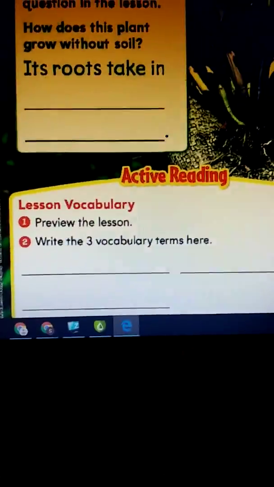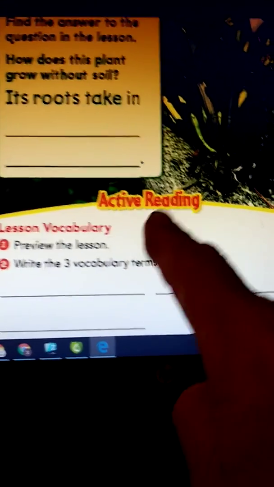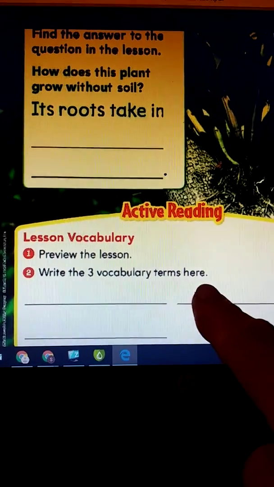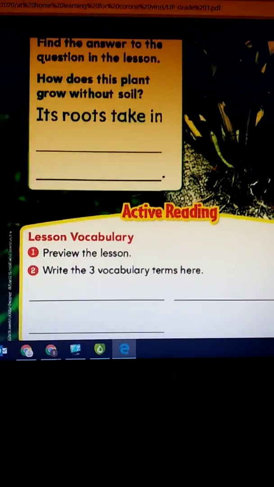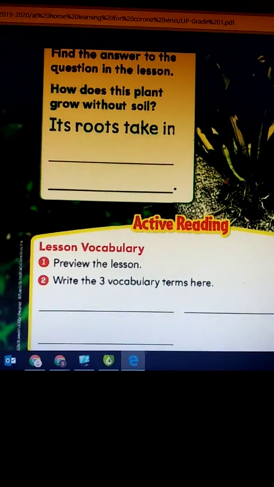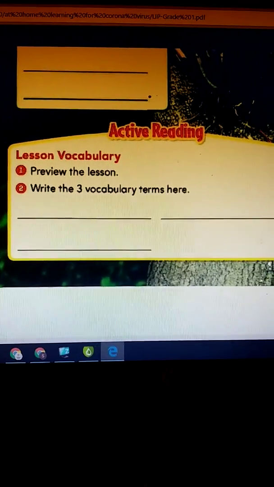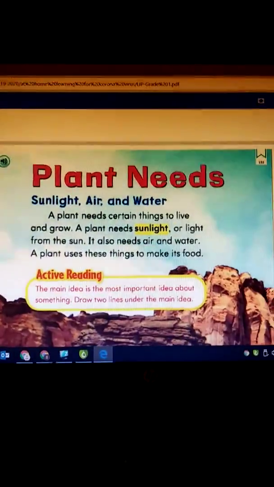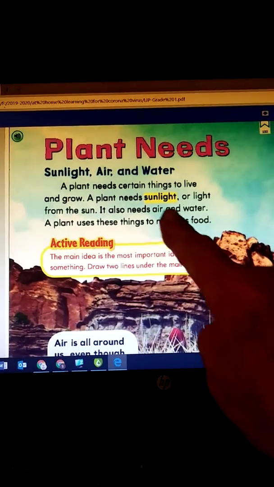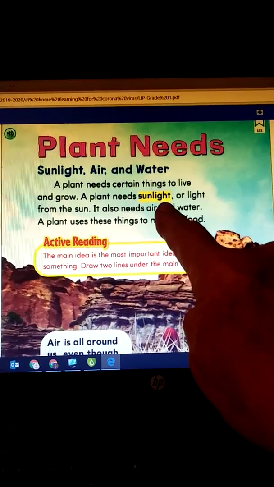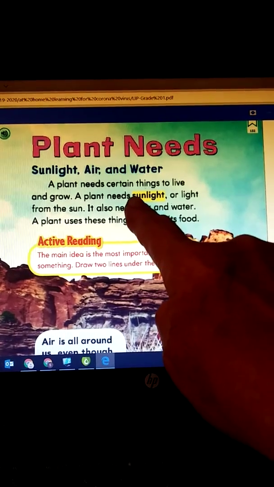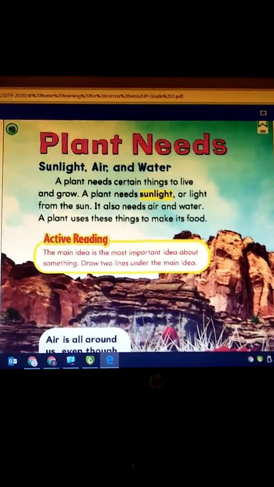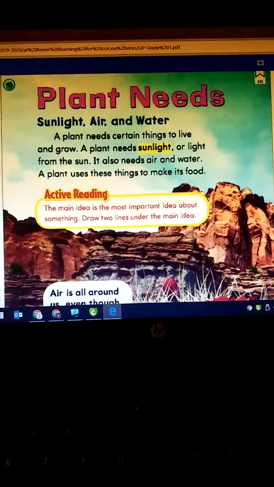Also, as we're reading, I want you to do here, it says active reading. Preview the lesson. Write the 3 vocabulary terms here. Of course, you can't write them there, so go ahead and write them on a sheet of paper. How do we know what our vocabulary words are? Let's look at the next page and see. Oh, I think I see one. There it is right there. What is that word? The word is sunlight. It is a compound word. Sun and light. This is light that comes from the sun. That is one way we know that that is a vocabulary word.